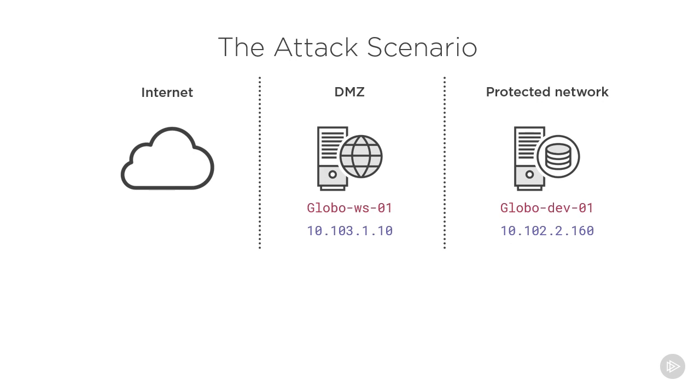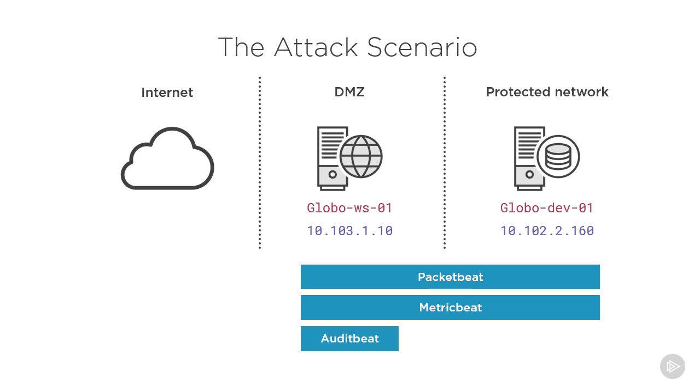Among the assets that are in our scope is Global Workstation 1. The IP address of this machine is 10.103.1.10. This is a server situated in the DMZ. In the protected area of the network, we have a database, GlobalDev1, with the IP address 10.102.2.160. Both of these machines have Packetbeat and Metricbeat installed. In addition to this, Global Workstation 1 has Auditbeat installed as well.